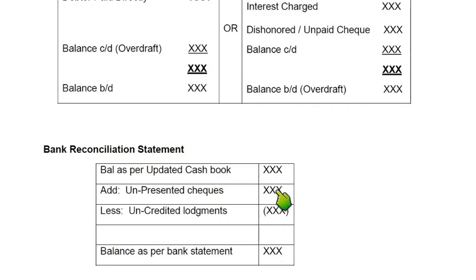If we are adding unpresented, we'll be deducting it, and if we are deducting uncredited, we will be adding it. So finally, I would tell you what is the concept underlying this, why we are reversing the concepts. See, if we are starting from balance as per bank statement, why are we adding uncredited lodgements? One more question comes into mind right now: there are many balances here, so this is a bit confusing. We have three balances.